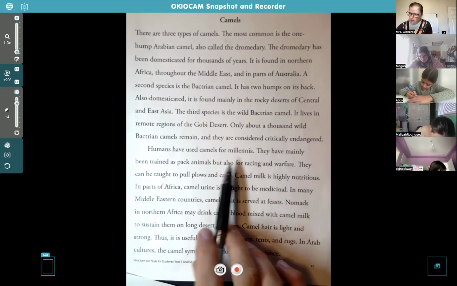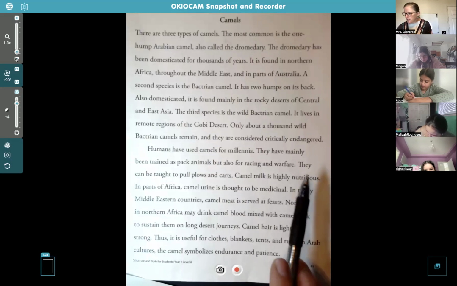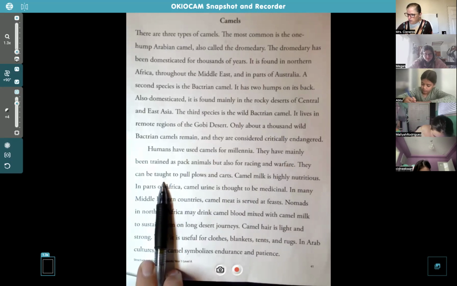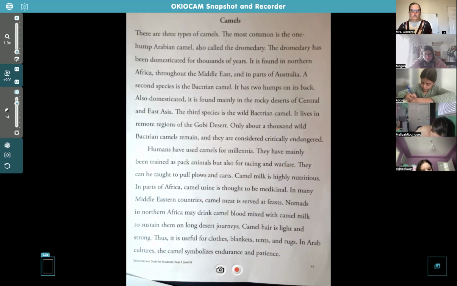And like I said, if it helps you to underline, you can keep doing that. You don't have to stop. I stopped doing it, and so I'm just looking for those 3 words. So the next one is for Sydney. They can be taught to pull plows and carts. How can we put that in our outline?